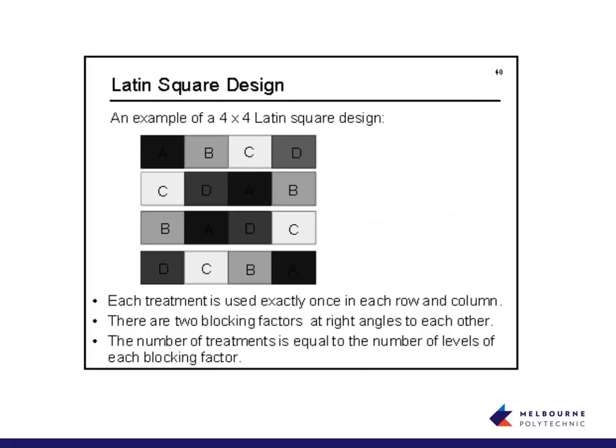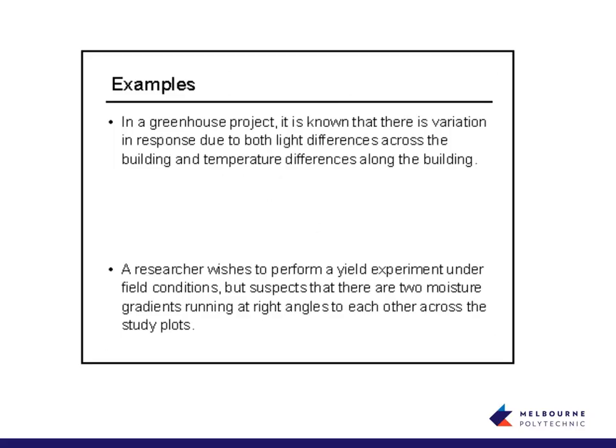When we have two blocking factors that need to be taken into account at right angles, we use what's called a Latin square. And Latin squares are like the Sudoku of experimental design. What we do in a Latin square is we have each treatment only represented once in each row, so left to right, and once from top to bottom. We do this by multiple layers of randomization, which is fairly simple when you go through it.